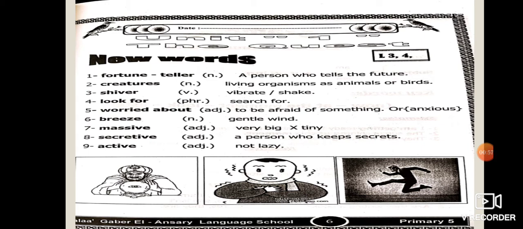Number 1, fortune teller. Fortune teller, it's a noun which means a person who tells the future. A person who tells you what will happen in your future. Of course, it's a bad job, but there are some people who work this job. So, a fortune teller is a person who tells you the future.